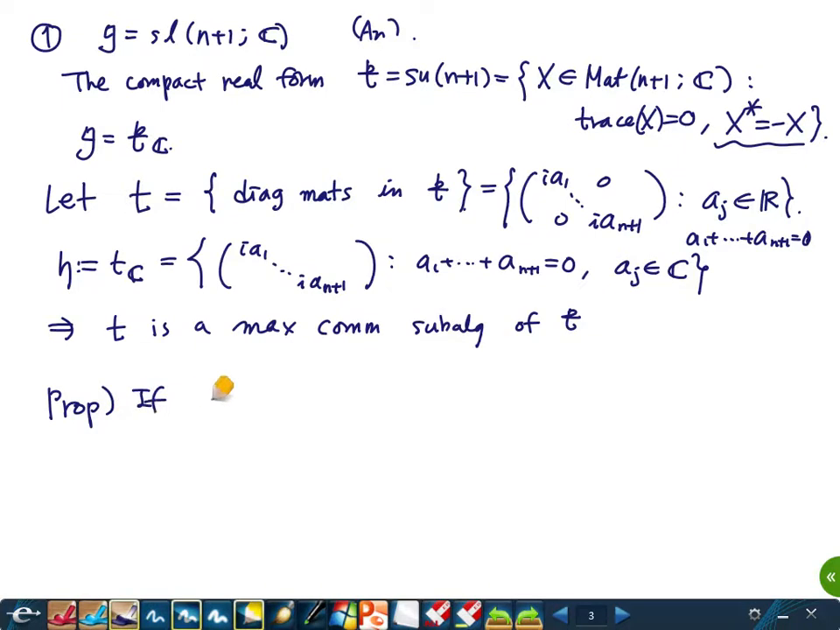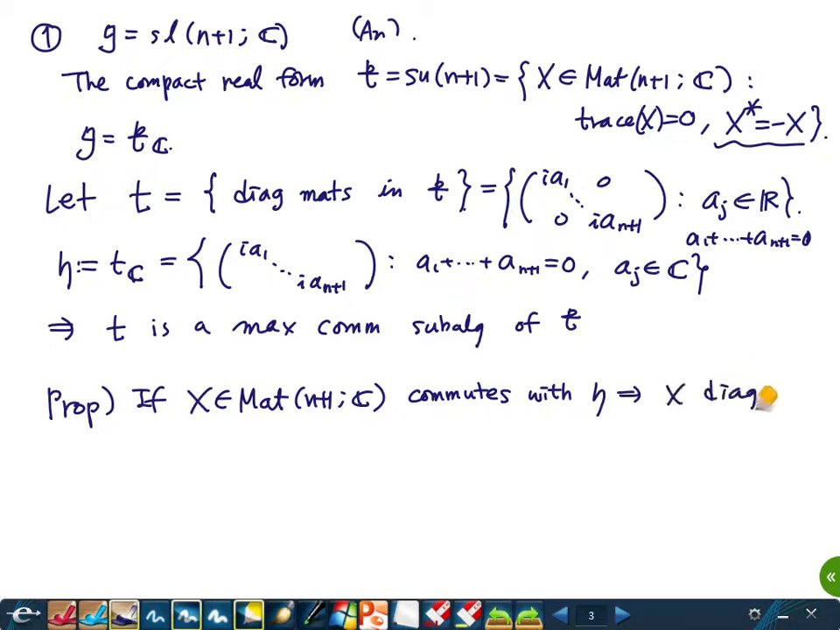If X is an n plus 1 by n plus 1 matrix with complex entries, if a matrix commutes with H, then X is diagonal. Like this, diagonal matrix. Proof. By the way, it is enough to prove the proposition. The proposition would imply this statement.